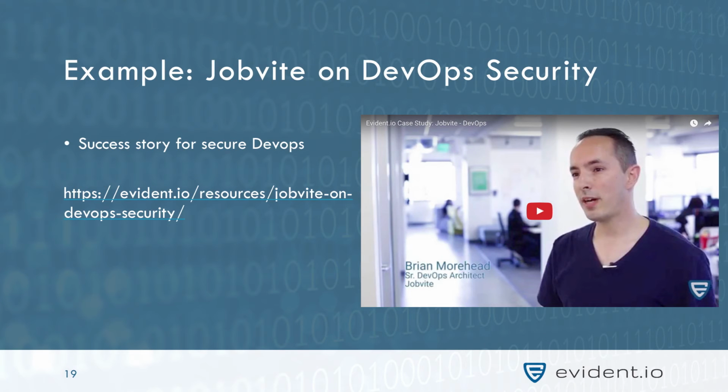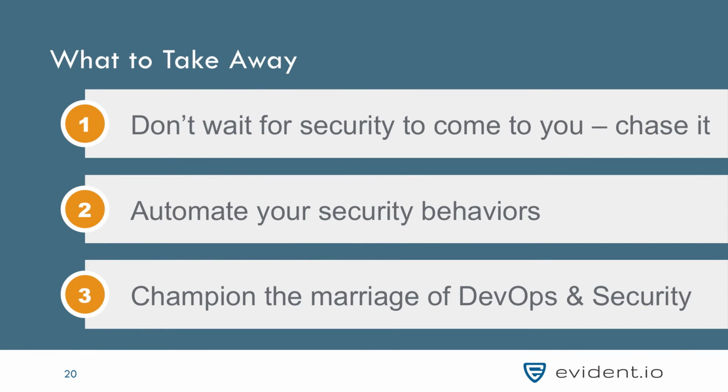Again, the slides will be available, so you can go read about what JobVite has done. A really good customer of ours, and what they've done there. So, what are the things to take away? Number one, don't wait for security to come to you. Go and chase it. If you're the security person, you're already doing that. Conversely, if you're a security person, go talk to your DevOps people, because you want to automate your security behaviors, right? You want to learn from your DevOps folks, security person, how to go automate more in security.